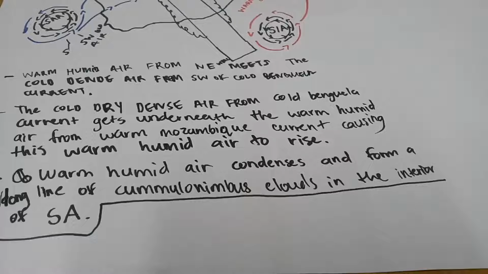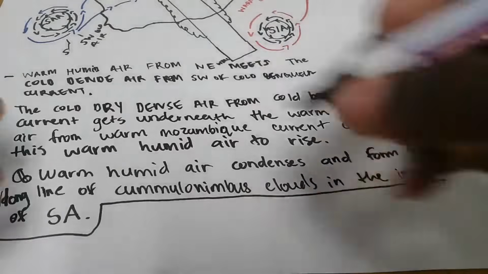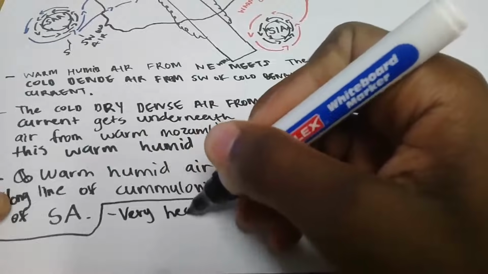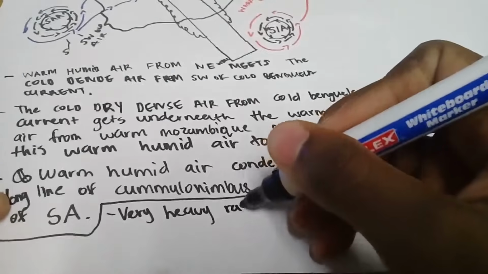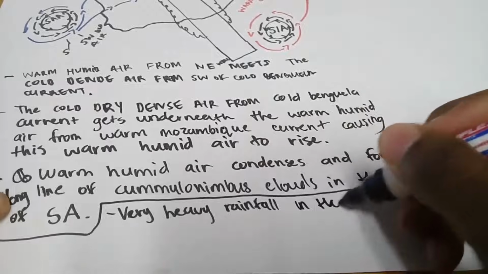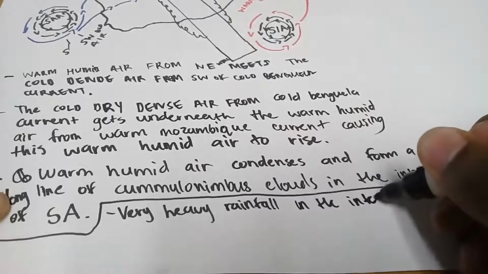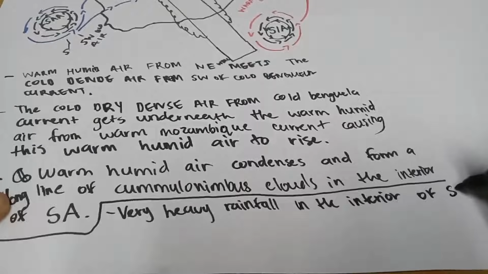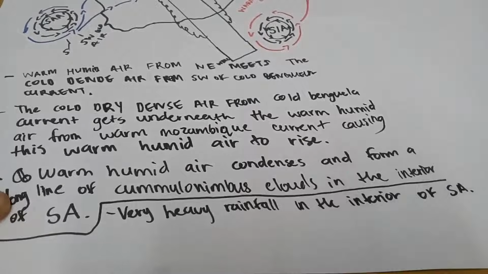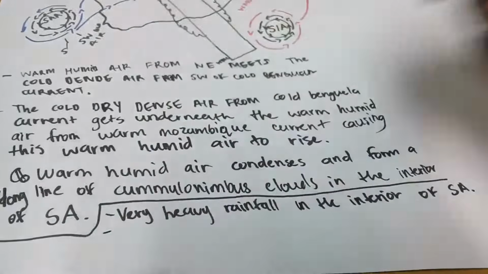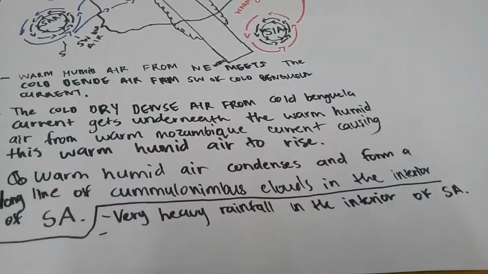You know, after this formation of cumulonimbus clouds, heavy rainfall will occur. Very heavy rainfall in the interior of South Africa, or I can say torrential rainfall in the interior of South Africa. Number two.